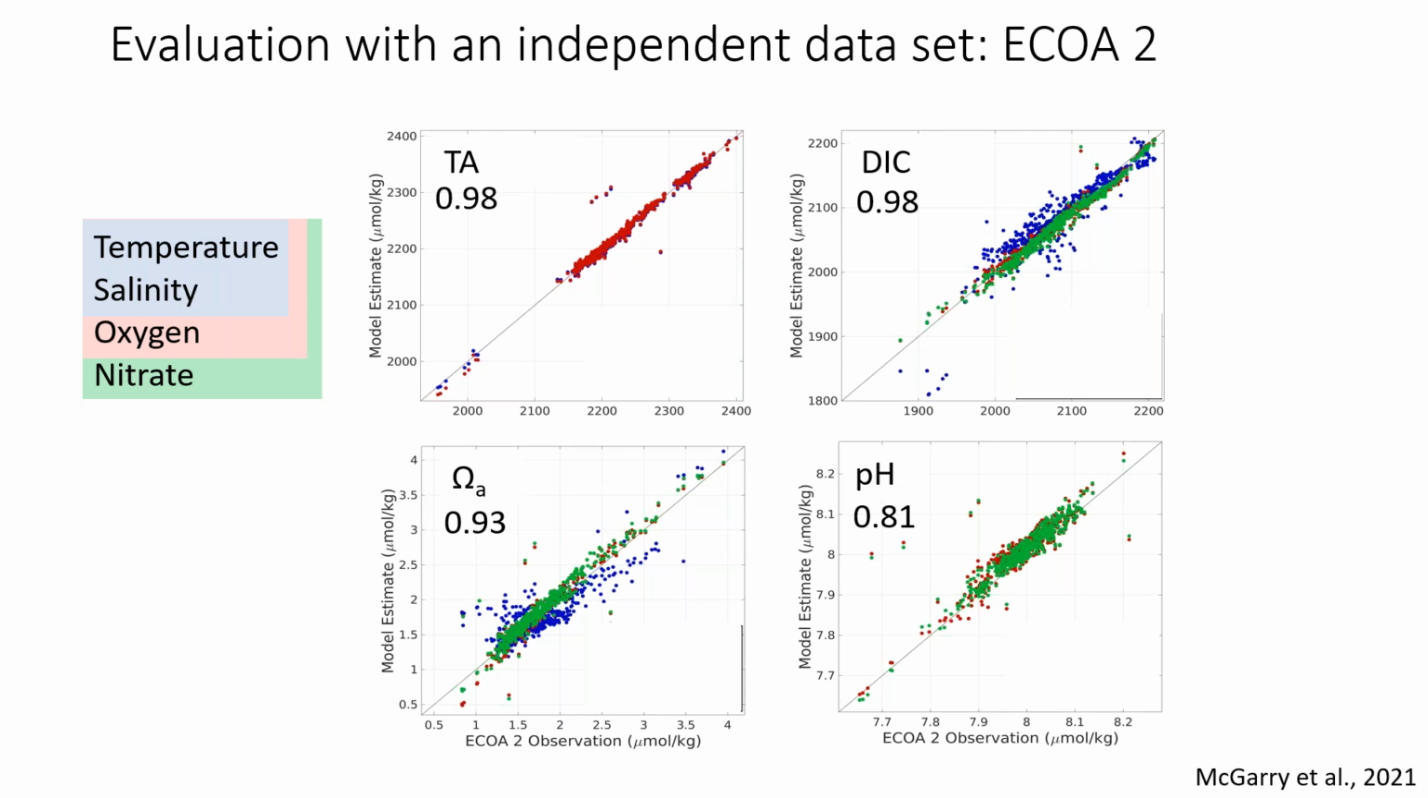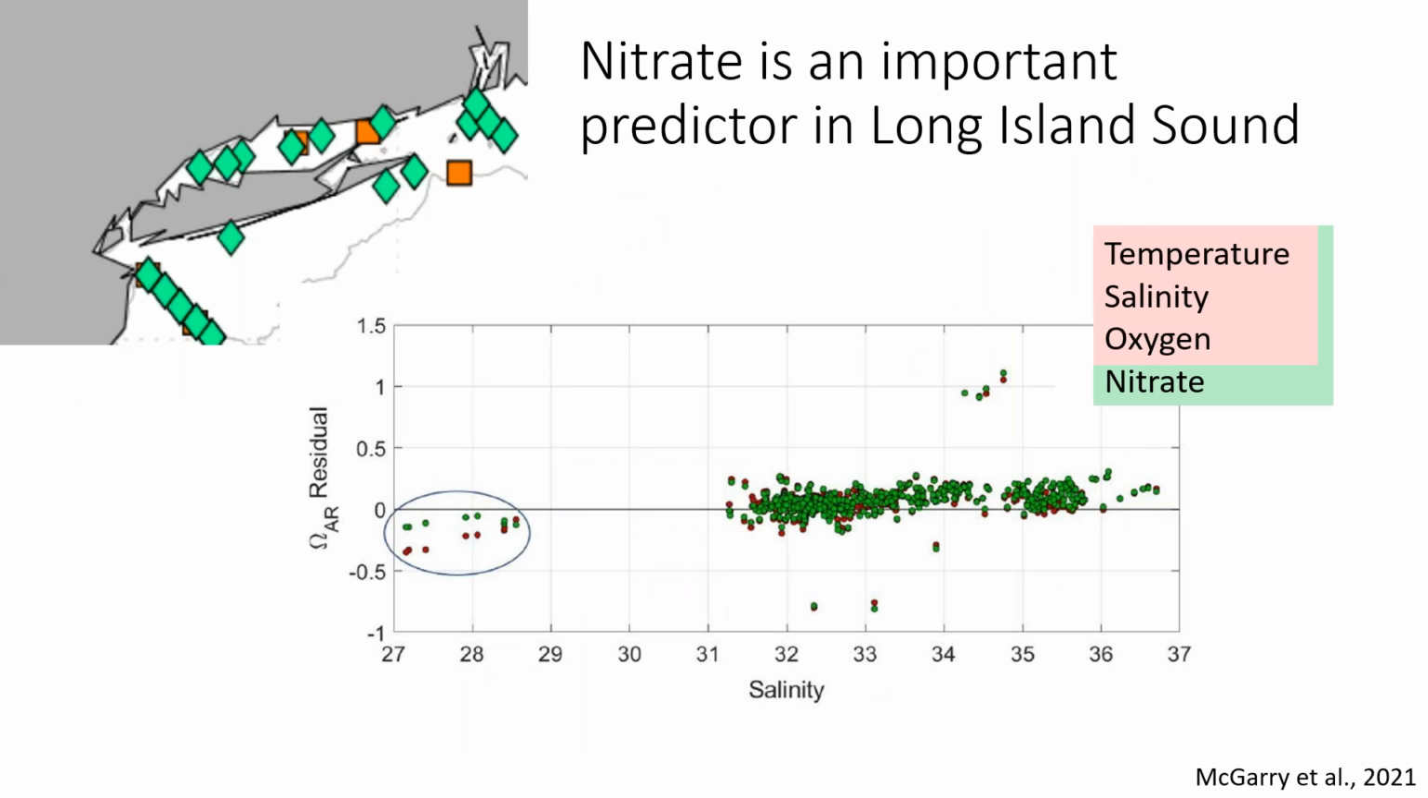And then the R squared for just the best model is shown for each parameter. And you can see that we are able to come up with good estimates that match the observations well for a data set outside of the calibration data set. The cruise used for evaluation also went farther into Long Island Sound than the calibration cruises had, so that allowed us to explore the model performance in a relatively fresh enclosed estuary.